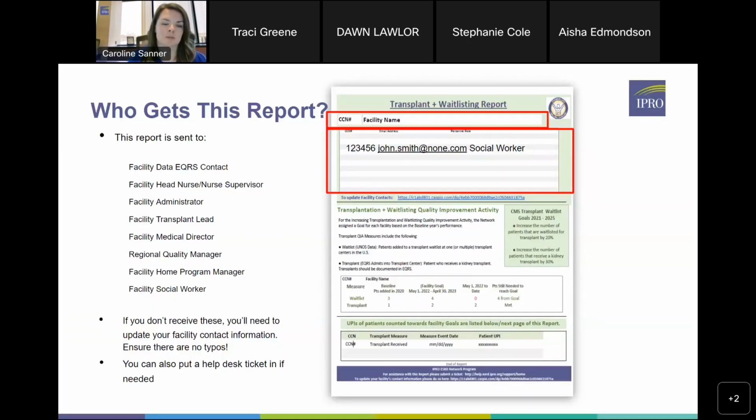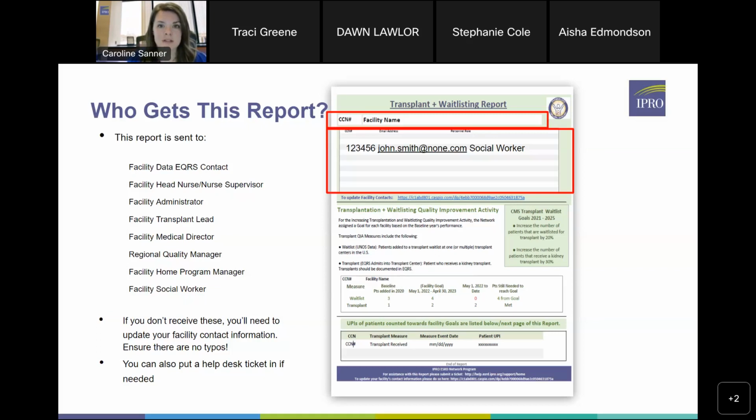So first, who gets this report? I have highlighted here the information that tells you who receives the report. A lot of questions come in about what facility is this report for? Do I need to send this to other people that I work with? These two sections will tell you, they're highlighted here in red. This report is sent to almost everybody. The facility data EQRS contact, the head nurse that we have on file, the facility administrator, the transplant lead, the medical director, the regional quality manager gets a copy, and then we also have the home program manager and the social worker. So a lot of individuals at your center are getting these report cards.